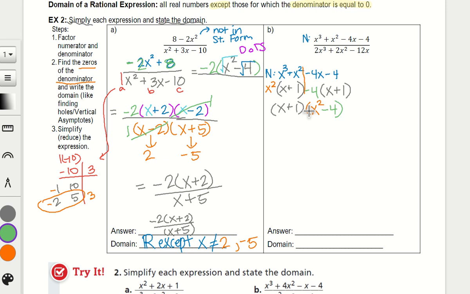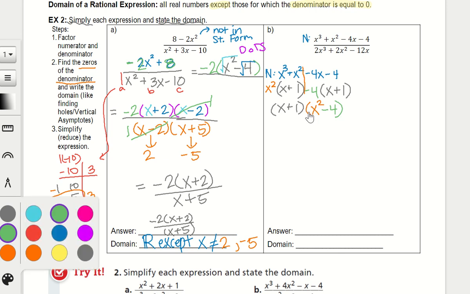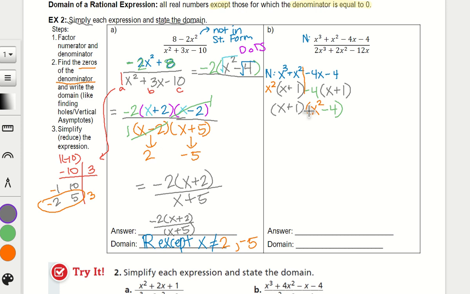This I factored in the previous problem as x plus 2, x minus 2. So I need to recognize that this is a difference of 2 squares again. So my full factorization of my numerator is going to be x plus 1 times x plus 2 times x minus 2. Okay, so my numerator, I'm going to write this down here, is going to be x plus 1 times x plus 2 times x minus 2.